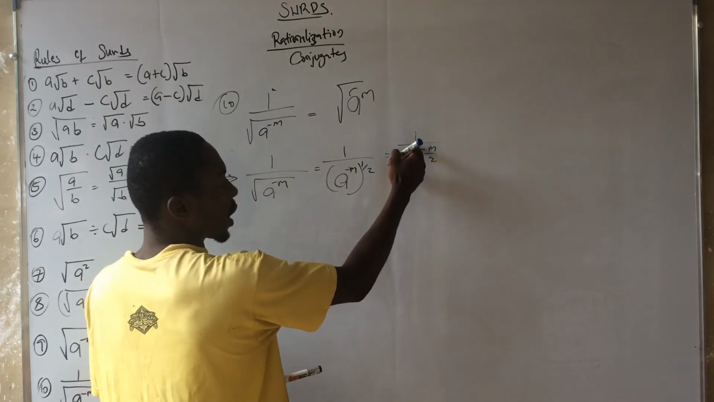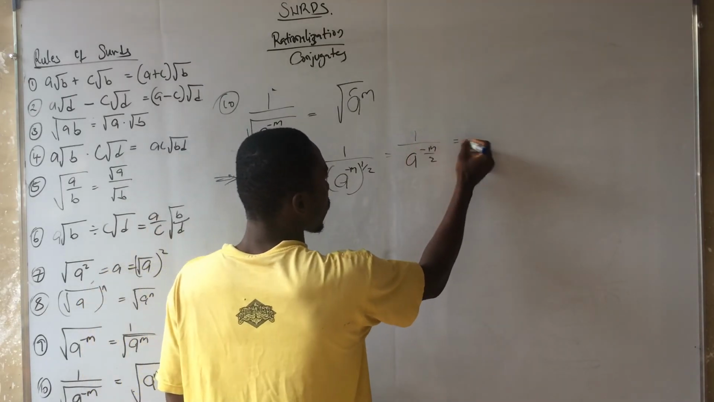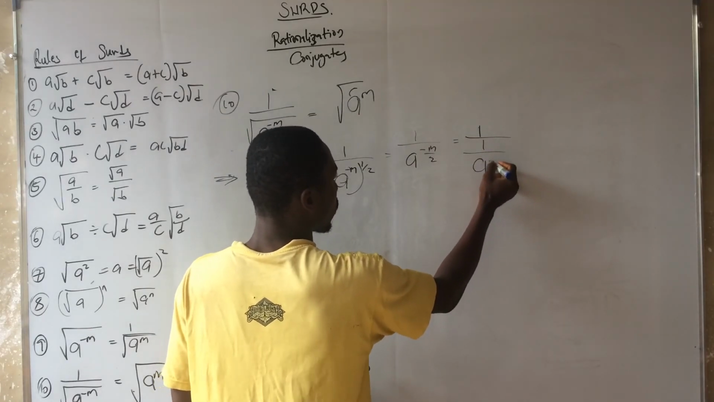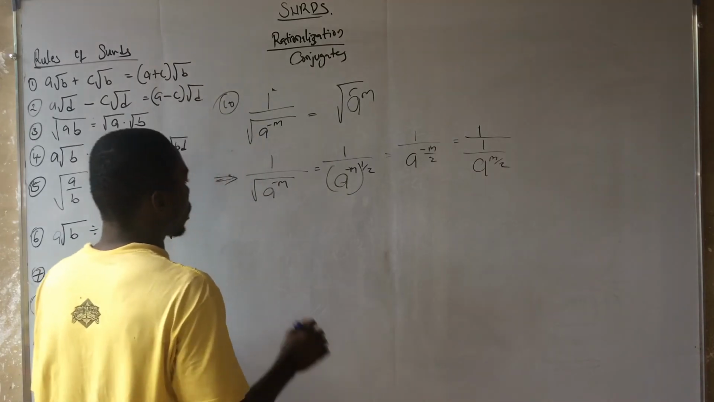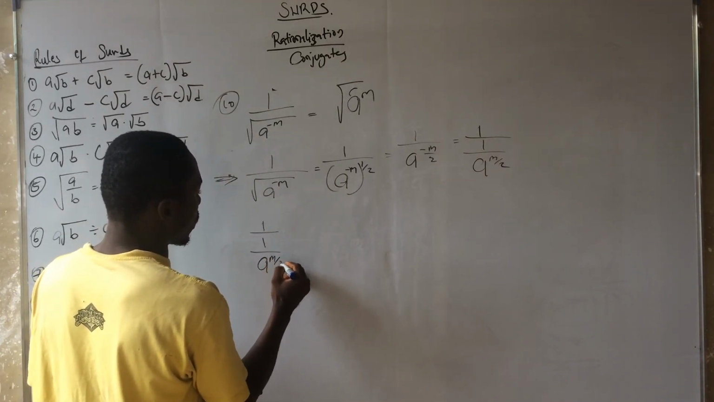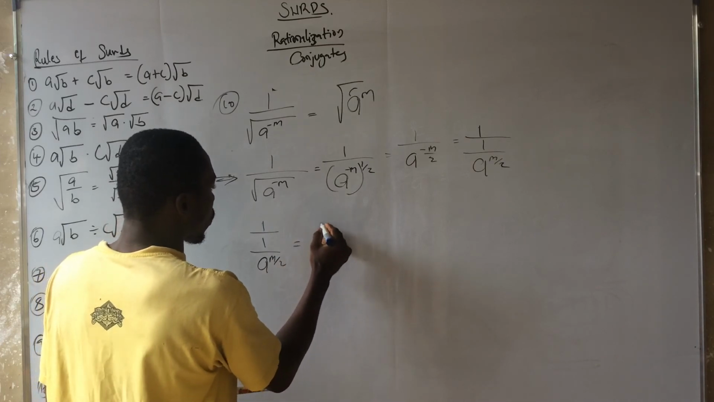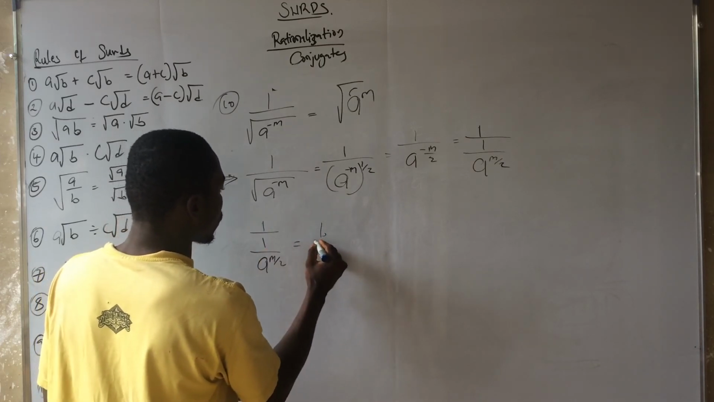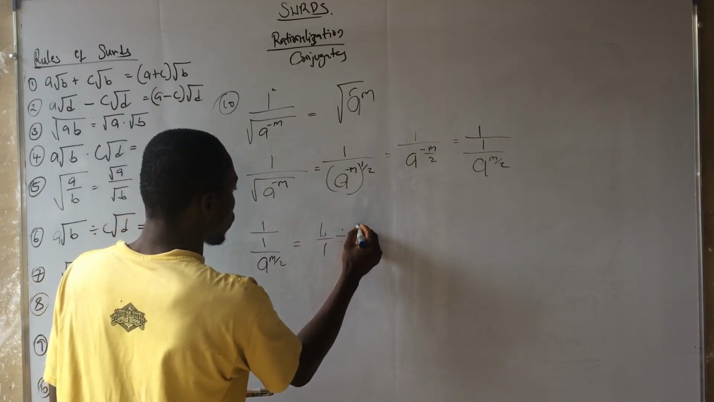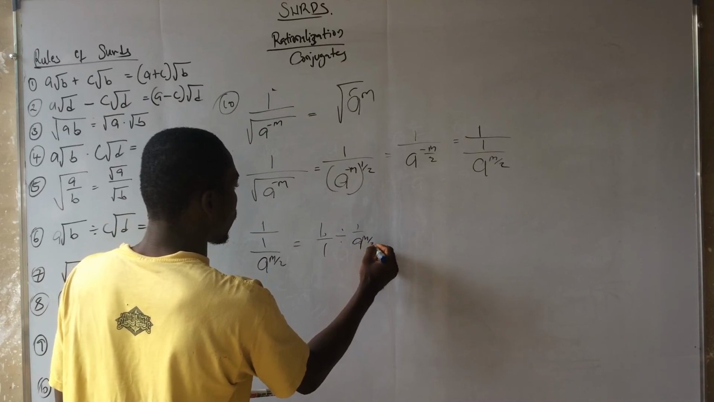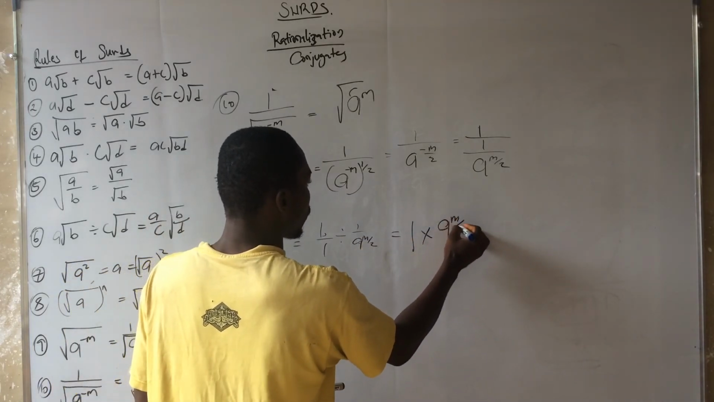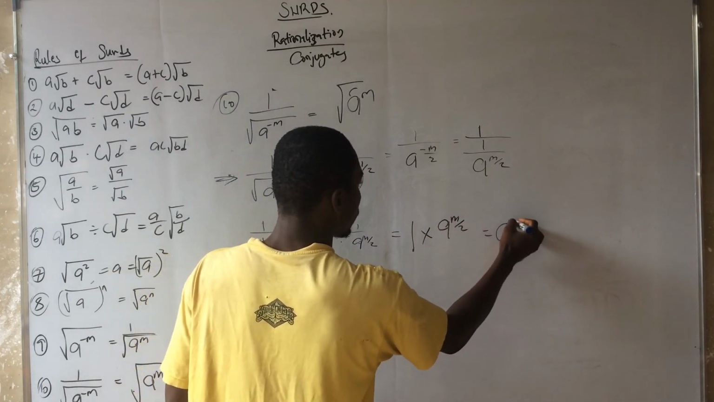Now remember that this power is negative. So I'll now say 1 over 1 over a raised to the power m over 2. So 1 over a raised to the power m over 2 is equal to 1 divided by 1 over a raised to the power m divided by 2. So this is going to give me 1 times a raised to the power m over 2, to give me a raised to the power m over 2.